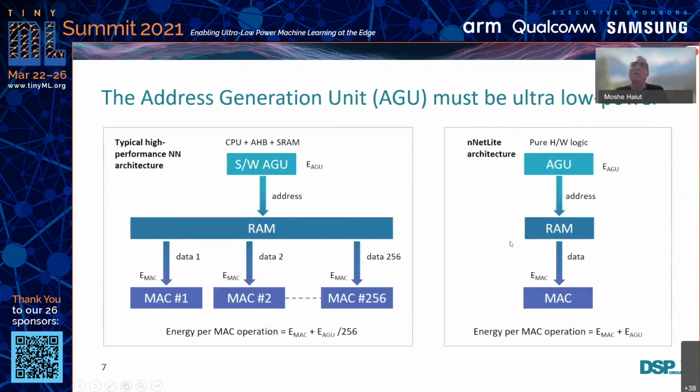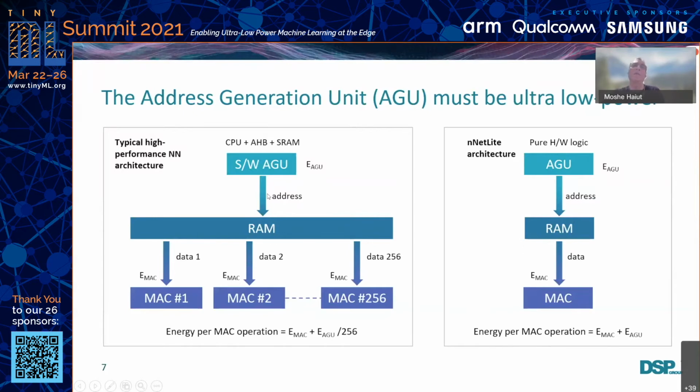In this slide, you can see the difference between our approach in the NFLight. The AGU is dedicated for a single MAC unit. That is why its power consumption is very important. It should be reduced to minimum because it is fully added to the energy of the MAC operation, a single MAC operation.